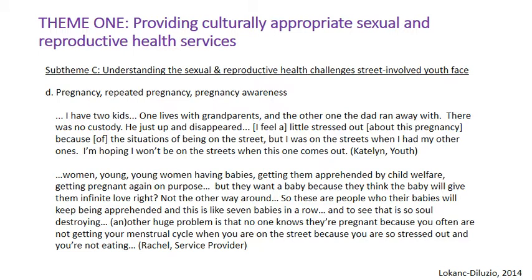A service provider named Rachel said this: "Young women having babies, getting them apprehended by child welfare, getting pregnant again on purpose. But they want a baby because they think that the baby will give them infinite love, right? Not the other way around. So these are people whose babies will keep being apprehended, and this is like 7 babies in a row. And to see that is so soul destroying."